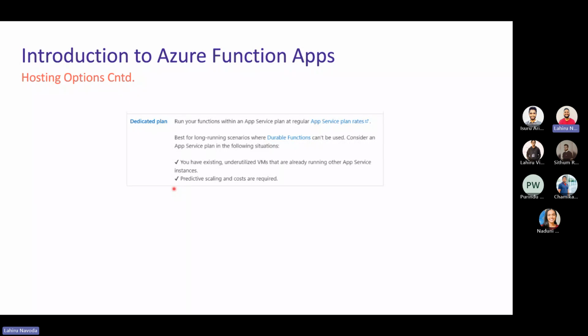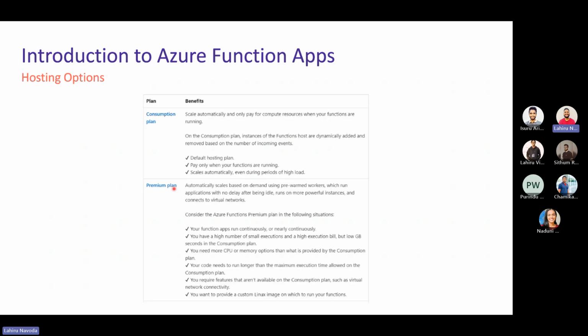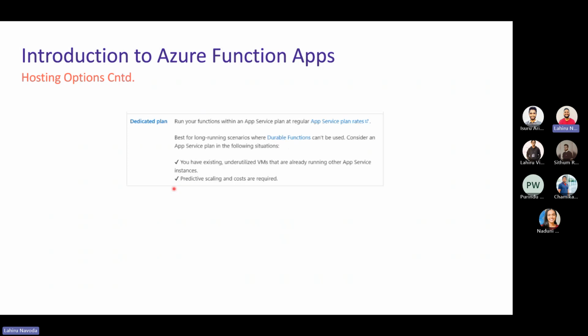This option is more suitable when you have existing underutilized VMs that are already running other app service instances. And as I mentioned, the other two options are more auto scaling. If you want more predictive scaling options, and more predictable cost, this option would be the best when it comes to hosting plans. These three are the hosting plans we have in Azure Function Apps. Let's move to the next slide.